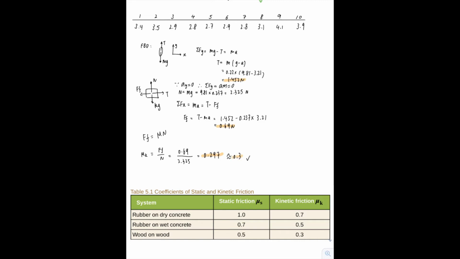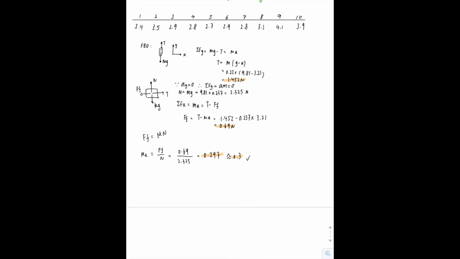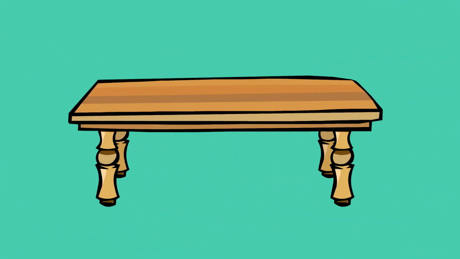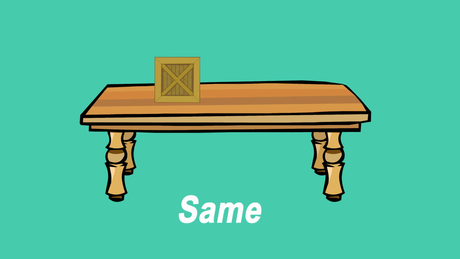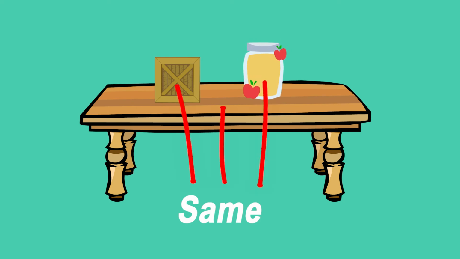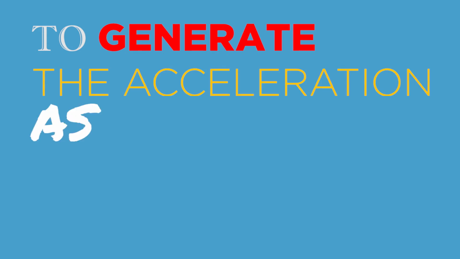Now we will use this as a reference point to work out the coefficient of friction on an inclined plane. In this part of the experiment, we will be using the same kitchen table and the block that we used in the last experiment, and the same honey tub to generate the acceleration as a hanging mass.